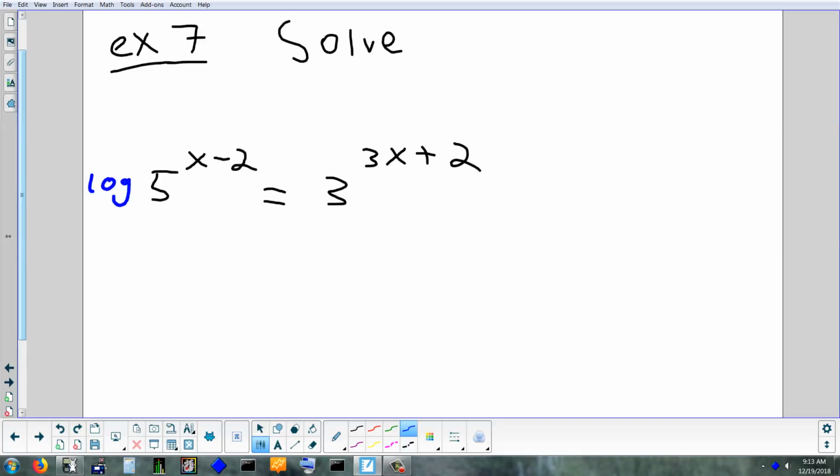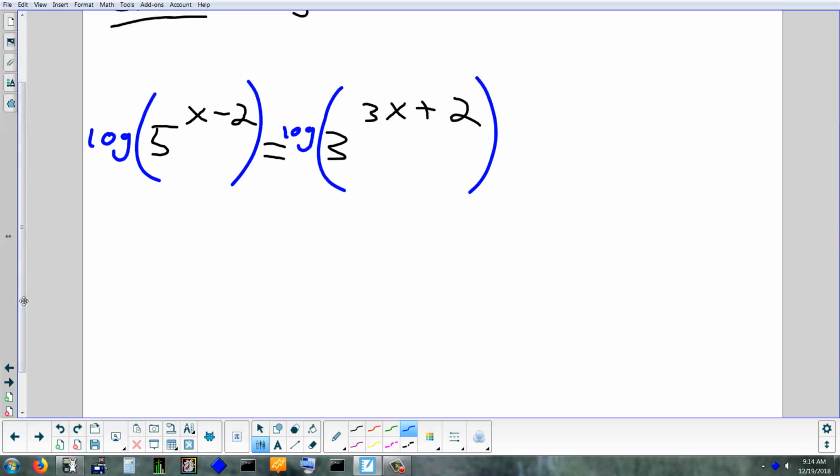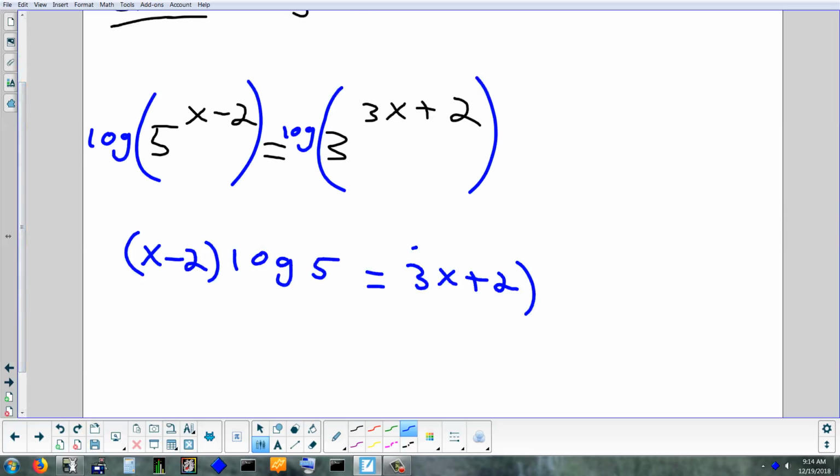Take the log of everything on the left. So 5 to the x minus 2 just became an argument. And log of 3 to the 3x plus 2. So now that just became an argument. Now what can I do with the exponents? Yep. Move them in front of the log. So I got x minus 2 times log 5, equals, and now put the 3x plus 2 in front. 3x plus 2 times, I still have log 3. Any questions on that step?